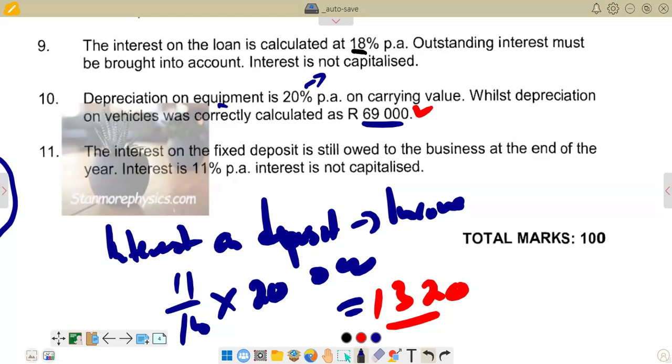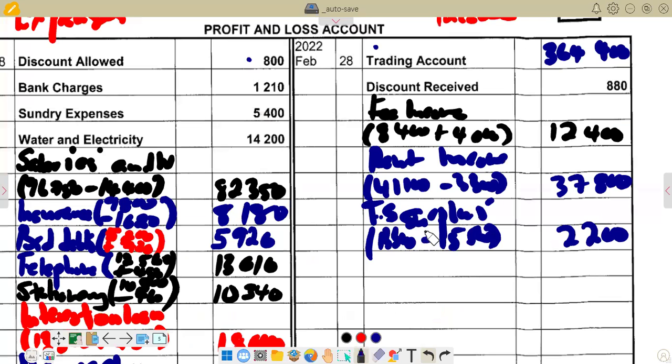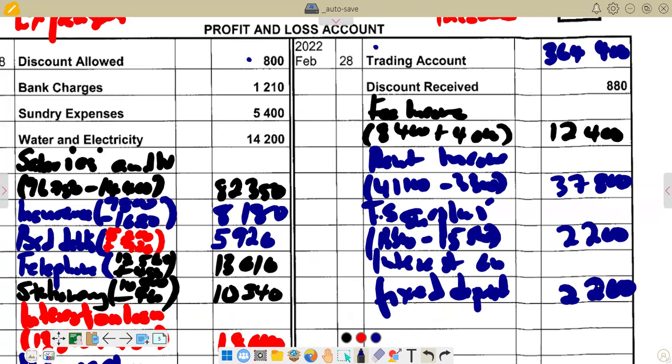So if you multiply the two now, the answer you are supposed to get is 2,200. So our interest on fixed deposit is 2,200. So you come here and say interest on fixed deposit, we get 2,200 again. So this is the figure that we have.